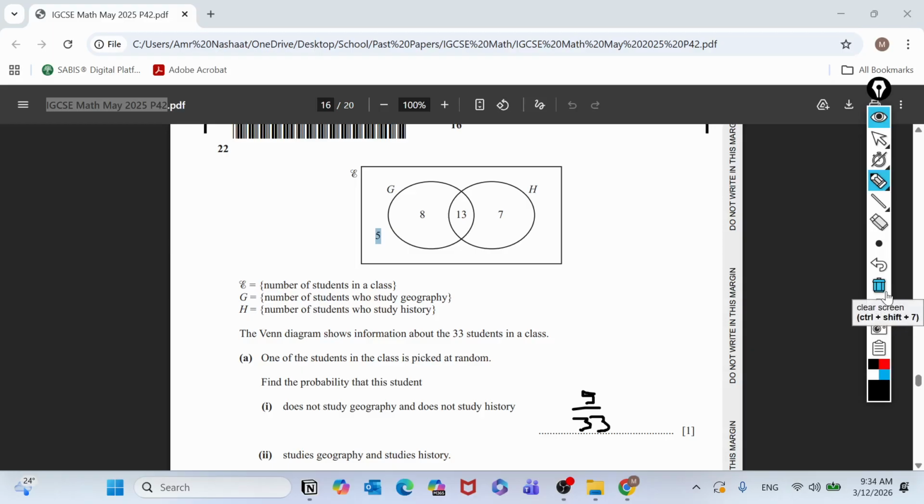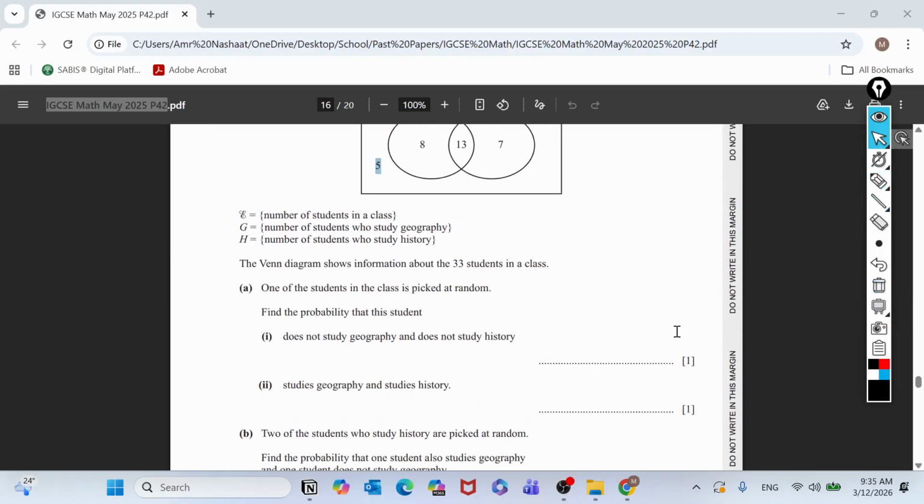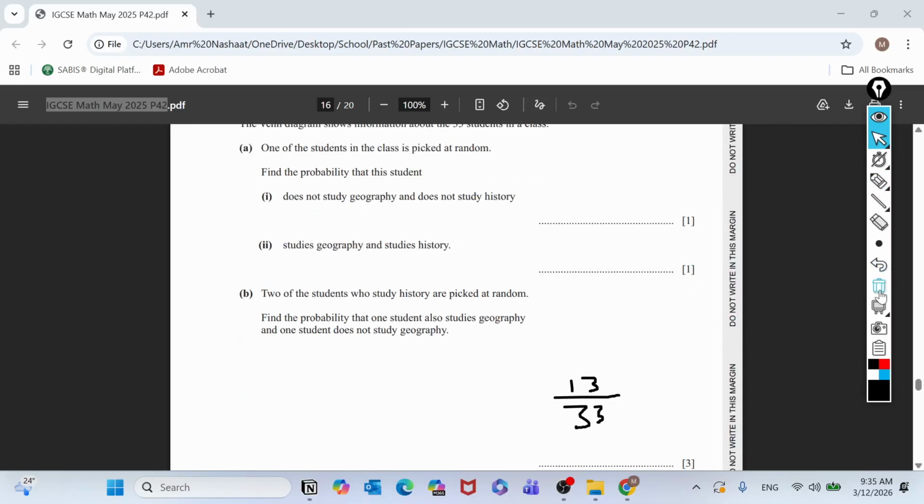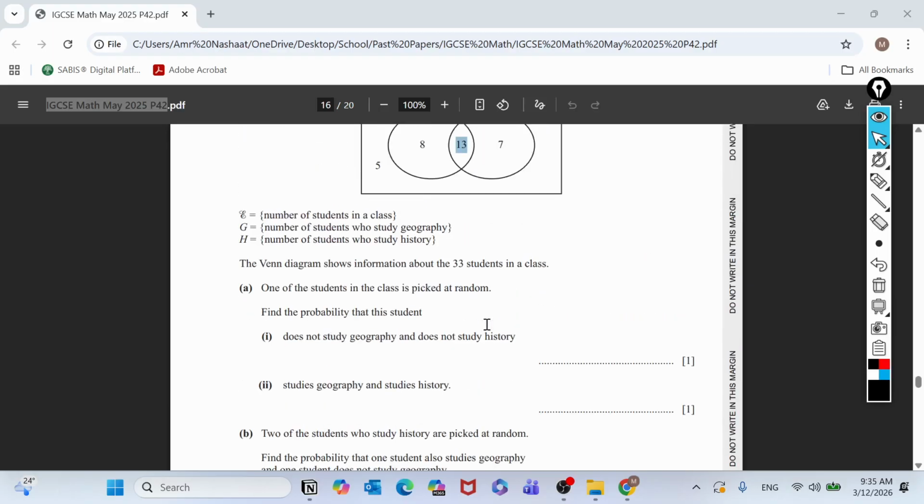Okay, studies geography and studies history. It's going to be the one in both. So 13 over the total, so 13 over 33. And what else? 2 of the students who study history are picked at random. Find the probability that one student also studies geography and one does not study geography.